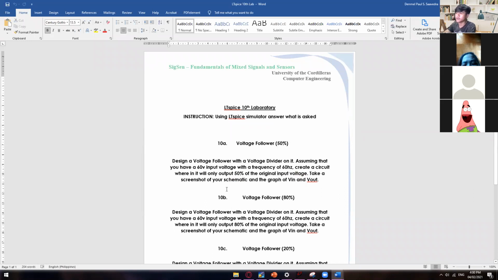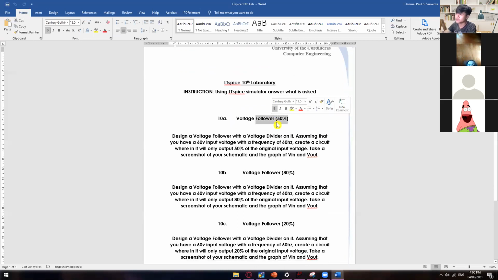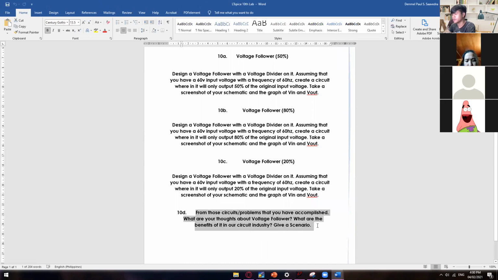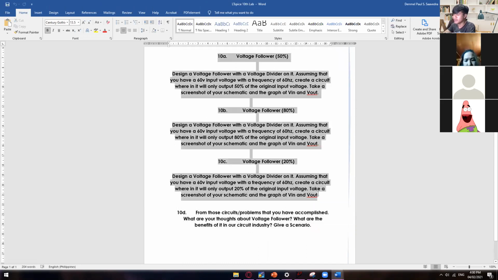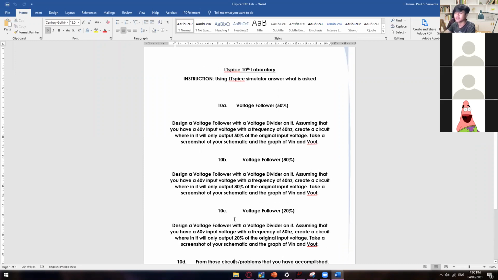So take a screenshot of your schematic and graph of the V in and V out. Okay. So I would like you guys to create a circuit wherein it will only output 50%, 80%, 20%, and then your reflection or conclusion on the circuits that you have accomplished. So from those circuits or problems that you have accomplished, what are your thoughts about voltage follower? So what are the benefits of it in our circuit industry? So why do we still use such amplifier or linear applications of amplifier? So give a scenario on this one. Okay, so we have 4 questions under voltage follower.